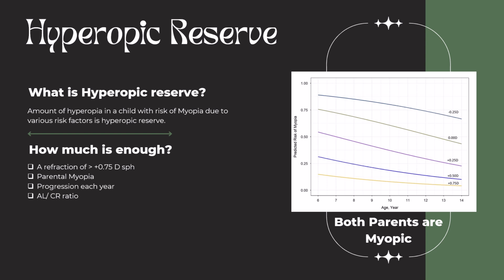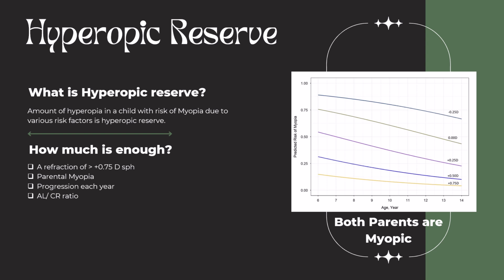You can see that the myopic reserve, that is what we have been talking about, what is the myopic reserve, how much is enough? If there is a reserve of 0.75, the chances that this particular patient will lose that hyperopic reserve are very low. At the age of 8 years, if the child has a hyperopic reserve of 0.75, it is good enough to go through to the end of their teenage years.